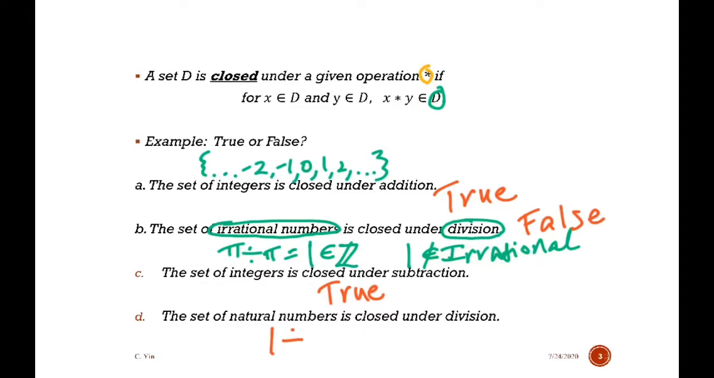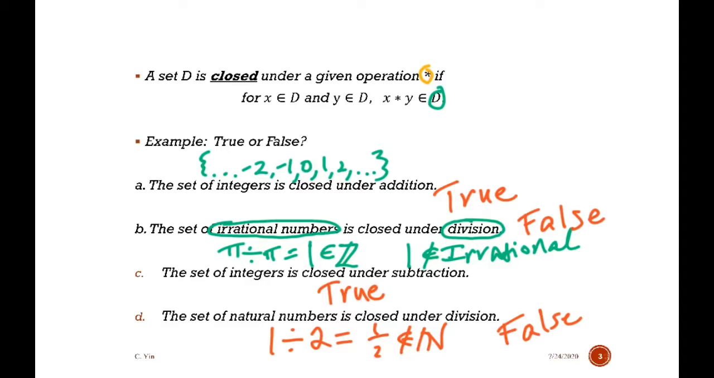If I take 1, which is a natural number, and divide it by 2, which is also a natural number, I get 1/2. All right, but the number 1/2 is definitely not a natural number. And so actually it's a rational number, but it's not a natural number. And so the answer here would be that it's false.